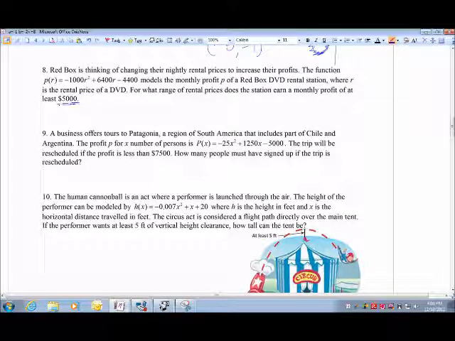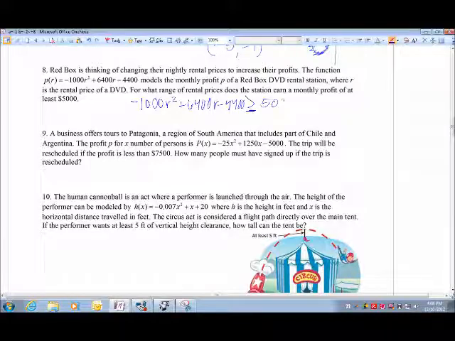So we want at least $5,000. And when we say at least, we mean the profit equation, negative 1,000 r squared plus 6,400 r minus 4,400, must be greater than or equal to 5,000. Okay? We want it all to be greater than or equal to 5,000. The profit has to be at least $5,000.